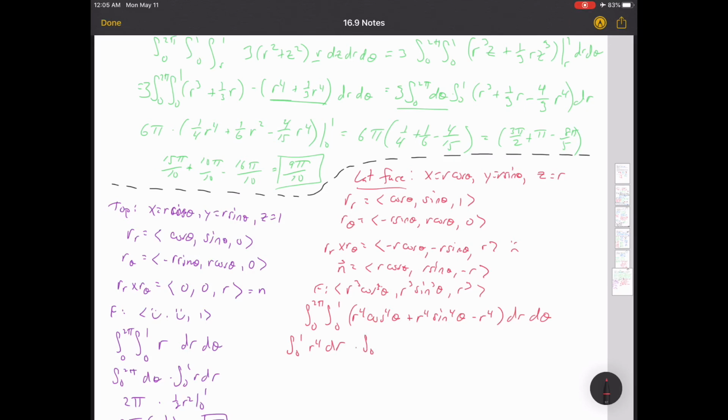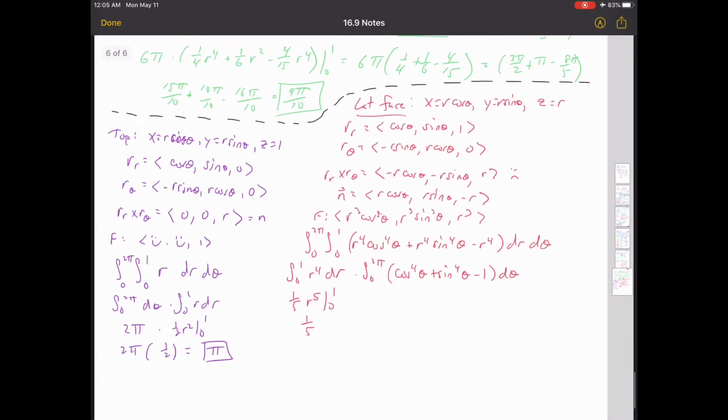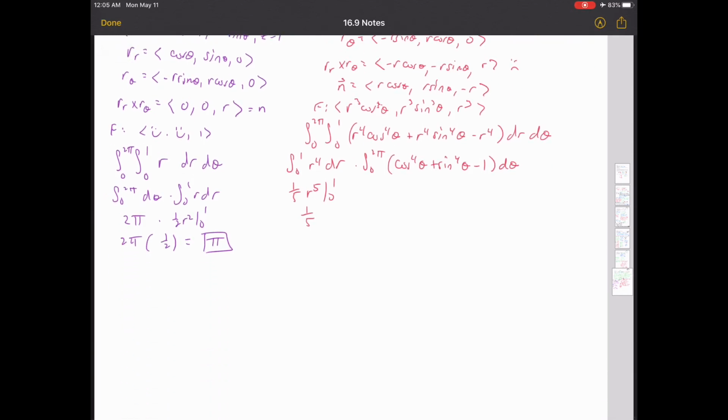Then we're going to have this integral from 0 to 2 pi of cosine to the fourth theta plus sine to the fourth theta minus 1. Don't forget that minus 1 when you factor the r to the fourth out, d theta. This first part will be easy. That's just 1/5 r to the fifth from 0 to 1. So we know we're going to get a fifth there. That is by far the easiest part of this thing. Good, I left myself plenty of room.